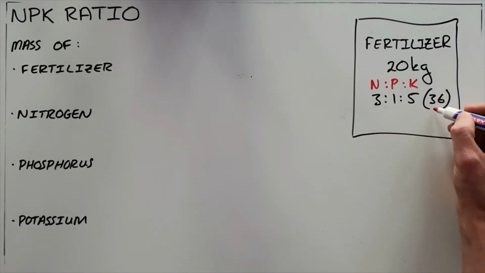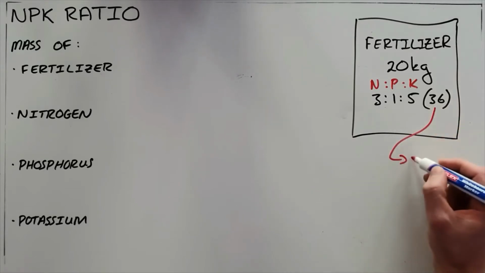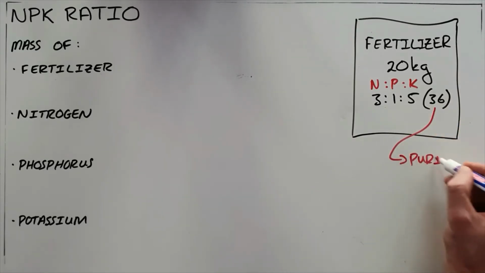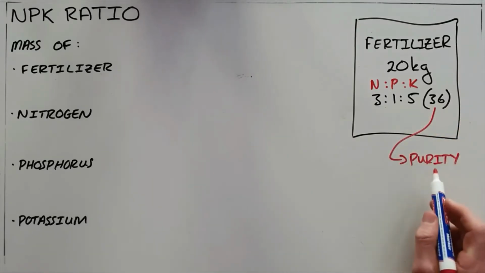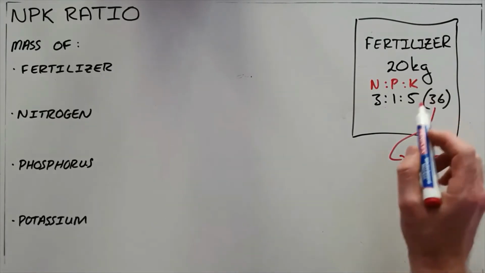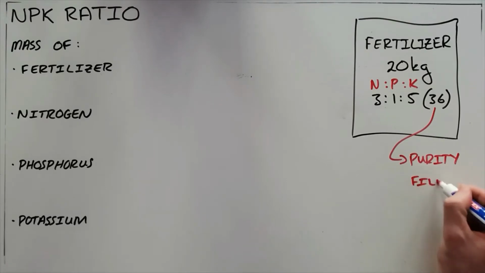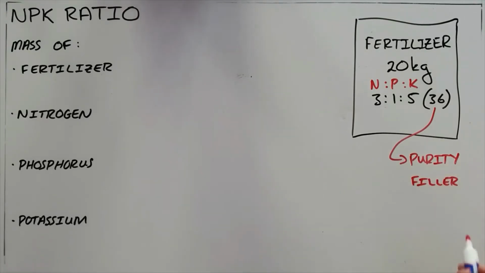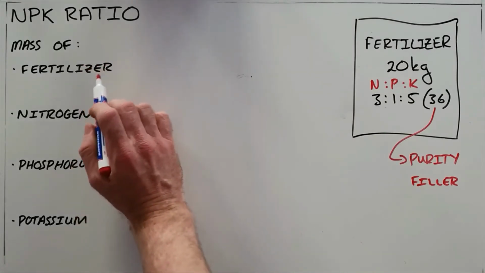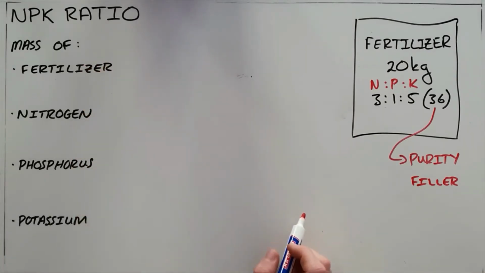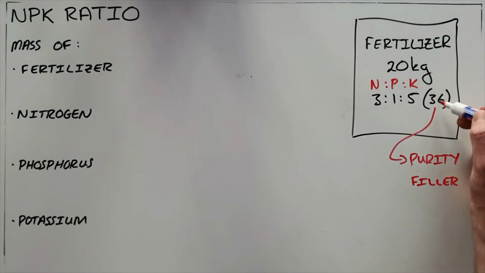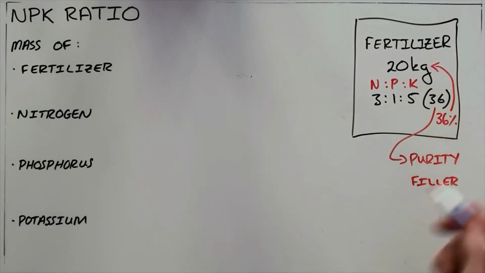This over here refers to the percentage purity, essentially just to help us understand that this bag is not entirely fertilizer. There is something called filler that makes up the bulk of this bag. So the questions would normally range from calculate the mass of fertilizer in this bag, where we know that this is the percentage purity, which essentially tells us that only 36% of this mass is fertilizer.